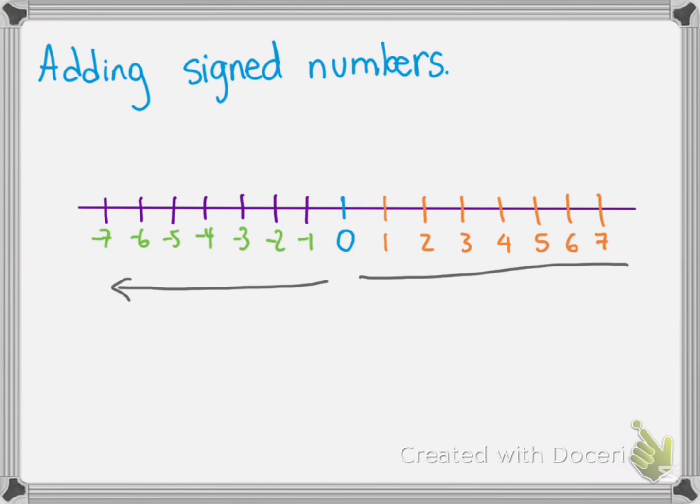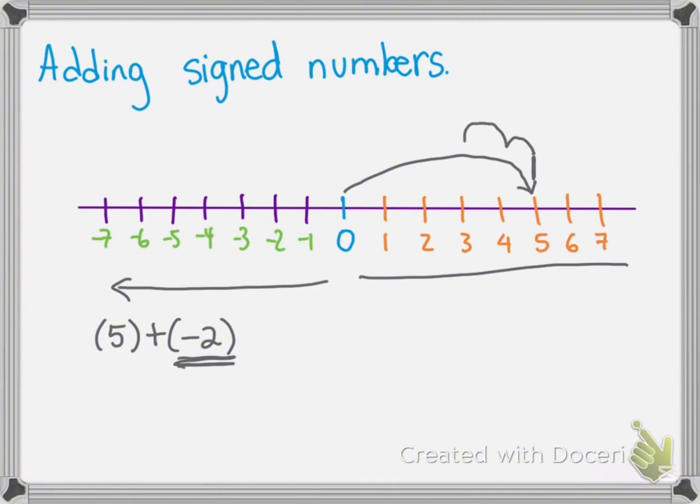Now, if we have something like this, for example, 5 plus -2, what this is saying is start on 0 and then go all the way to 5. That's where we start, in 5. And then from 5, we're going to go back, or we're going to go to left. So 1, 2. Where did we finish? We finished in 3. Let's look at another example.